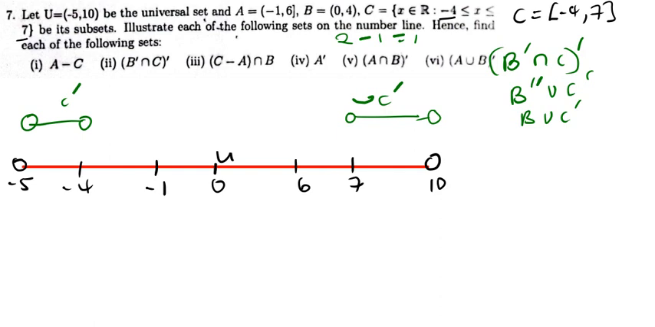Now let us go to B. B is 0 all the way to 4. Both are not included. 0 to 4. I'll put 4 here. Both are not included. Now, I'm talking about union. Who can tell me the answer? So B complement union C complement here. What would be the answer? This is now union, not intersection.